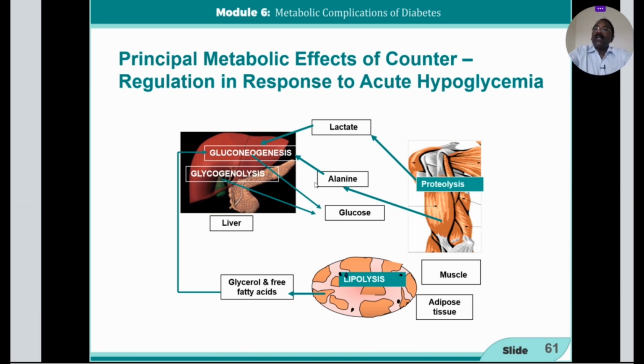In the same way, in the lipids, there is the lipolysis. So the free fatty acids, again, they will go to the liver and again be converted to the glucose, neoglucogenesis. So these all will occur as a counter-regulatory hormone response to your hypoglycemia.